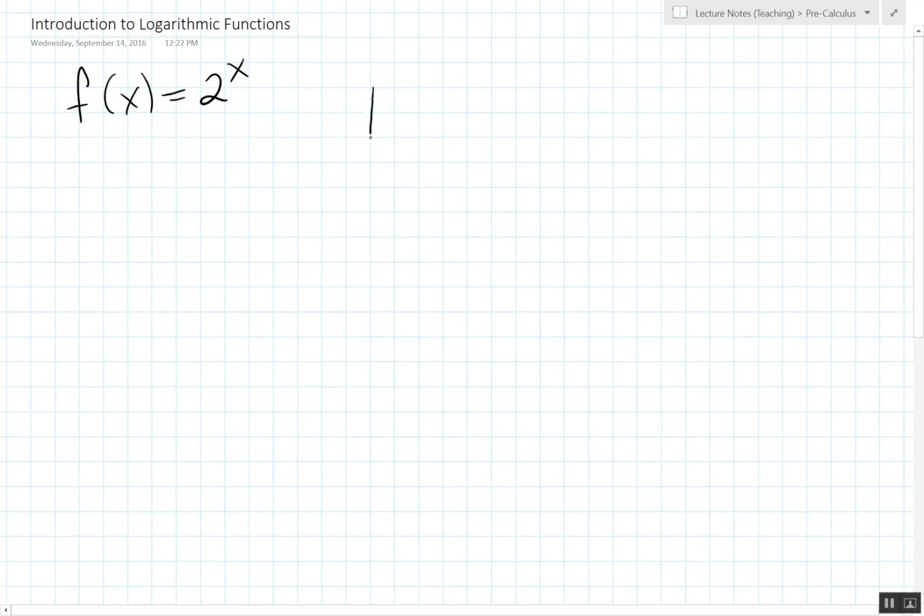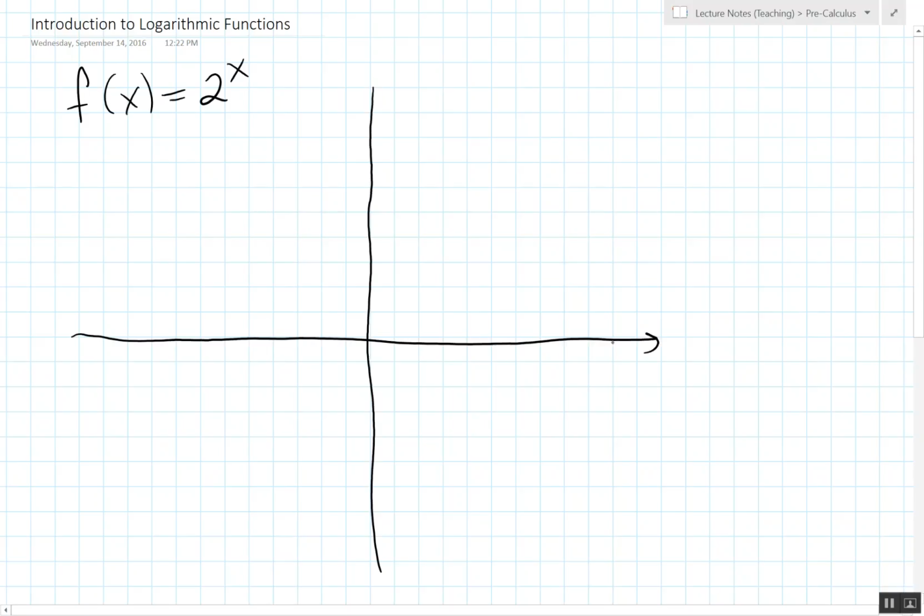So we'll draw a line here for the x-axis. And we'll draw a line here for the y-axis. And so I'm going to let these units be 1. And so let's draw this graph.